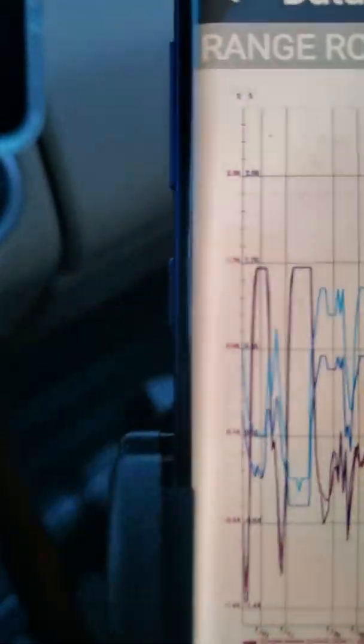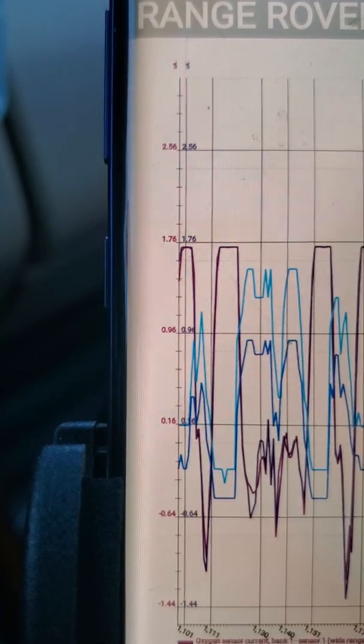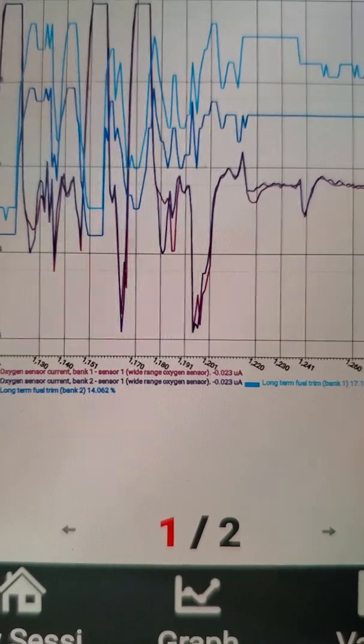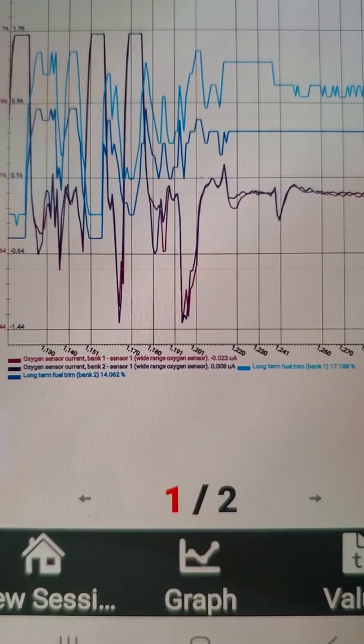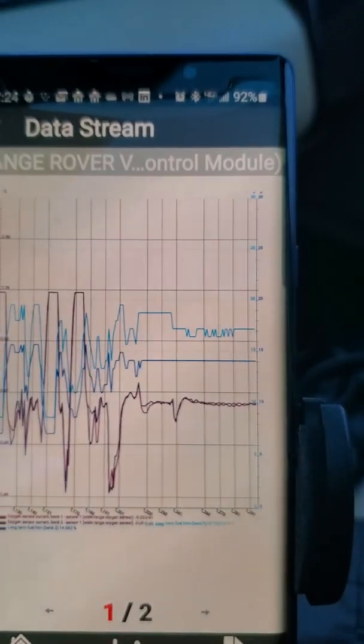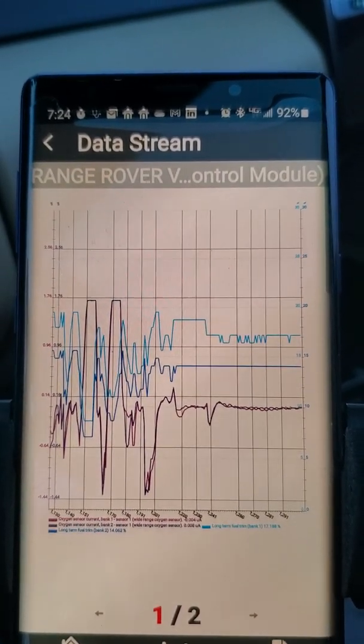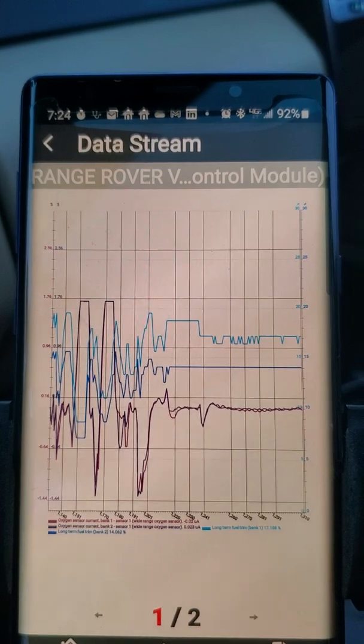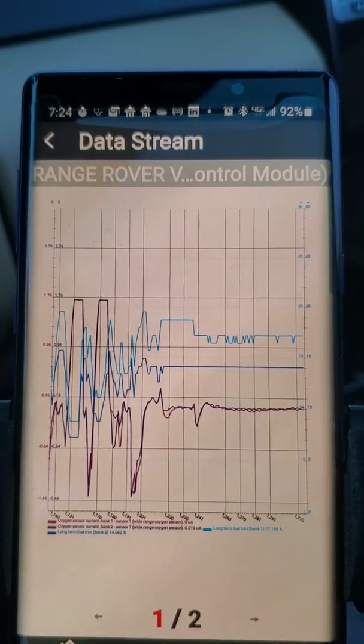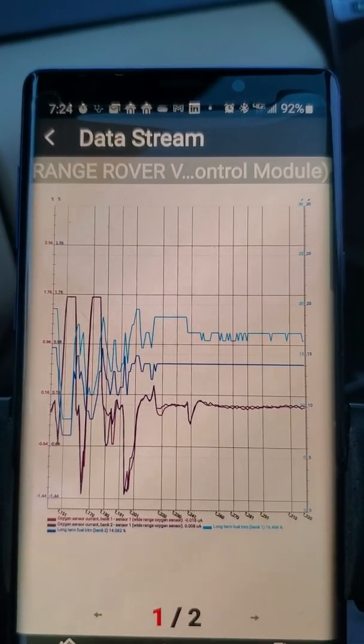Here are the y-axis and the x-axis. These are the data streams, including all the long-term fuel trims, short terms, mass airflow, and RPMs all in one, which makes it very difficult.